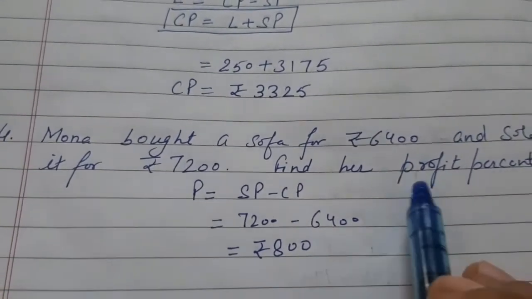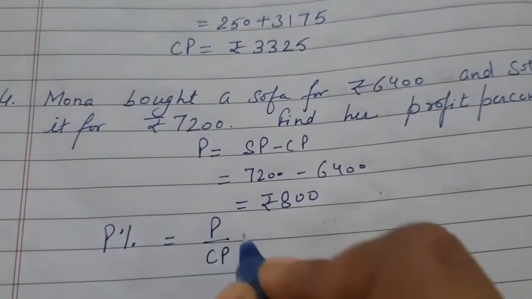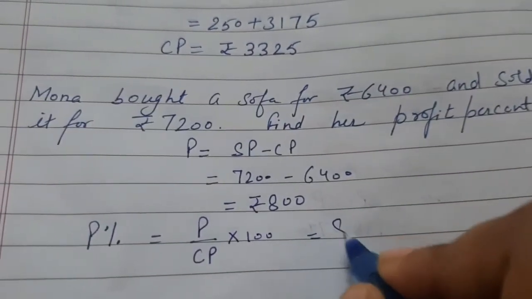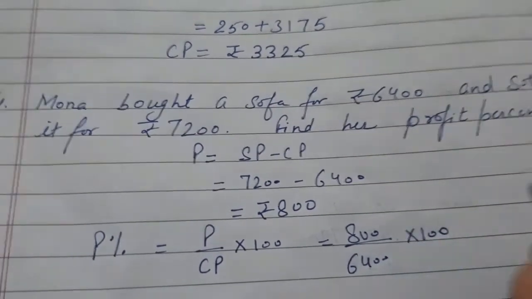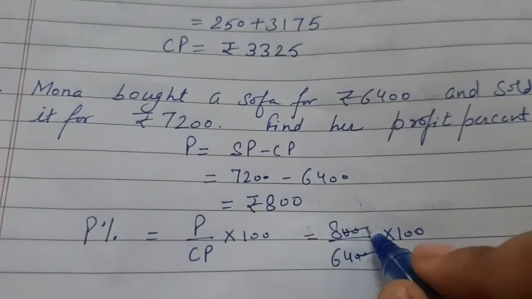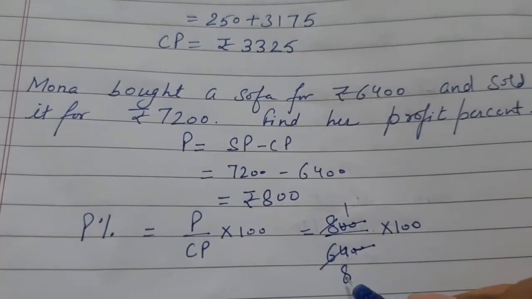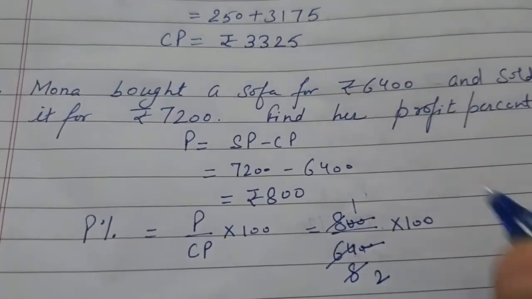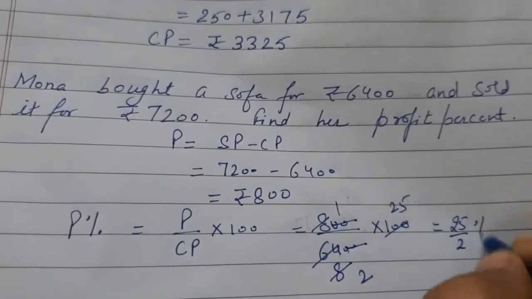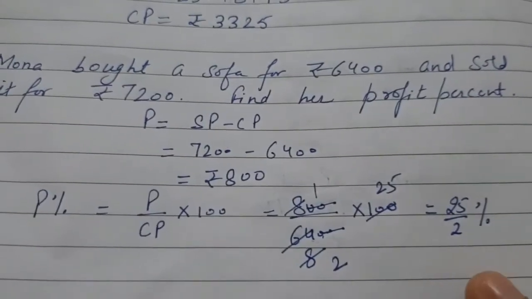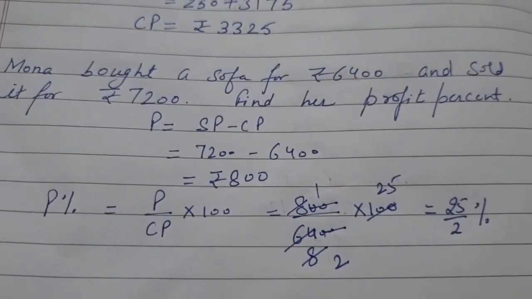Now we want to find out the profit %. So formula for profit % is P upon CP into 100. P is 800, CP is 6,400. Now multiply by 100. Now do cancellations. Zeros will cancel out with 0. 8 ones are 8. 8 eights are 64. Now on the table of 4 you can cancel out. 4 twos are 8. 4 25s are 100. So it will be 25 by 2%, or you can convert it into improper or decimals. Both can be correct, or you can leave it here also.